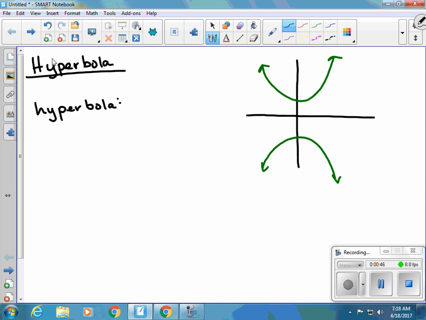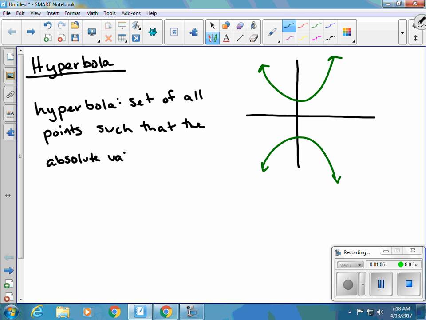a hyperbola is a set of all points such that the absolute value of the difference of the distances from any point to two given points called the foci is constant.